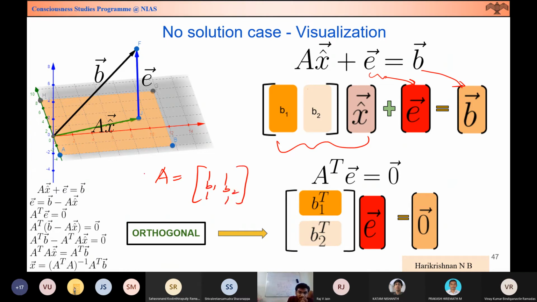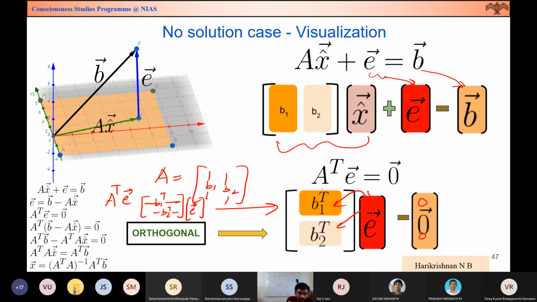Now I want to say that the error is orthogonal to the column space. When I say the error is orthogonal to the column space, that means the error is orthogonal to all vectors in the column space. So I will compute A transpose times the E vector. What is A transpose? A transpose will be B1 transpose and B2 transpose. Now I can write the E vector here. Take the dot product: it will be 0, here again I get a 0, and the dot product with this, I will get a 0.